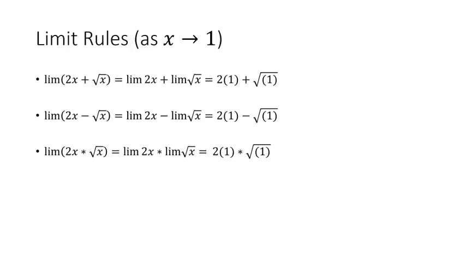Here's an example of multiplication. Our function has 2x times root x. As a result, we're going to find the limit of each of those expressions, 2x and square root of x, separately, and then just multiply the result. The quotient rule here is the same, except we're just going to divide them rather than multiplying them.